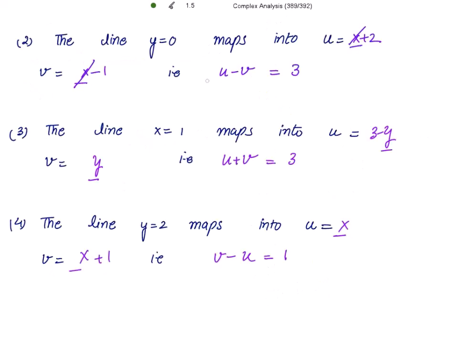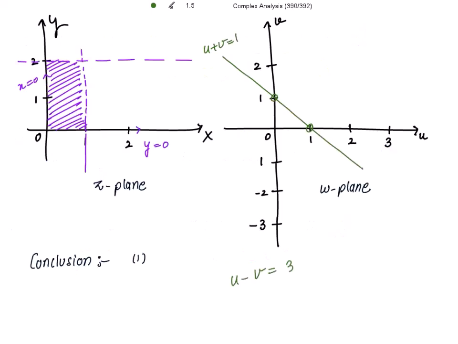Then another line is u minus v equal to 3. If I put u equal to 0, I get v equal to negative 3. When putting v equal to 0, I get u to be equal to 3. Right? Okay. 0, minus 3, that is this point. And then 3, 0, that is this point. So this line is like this, u minus v equal to 3.